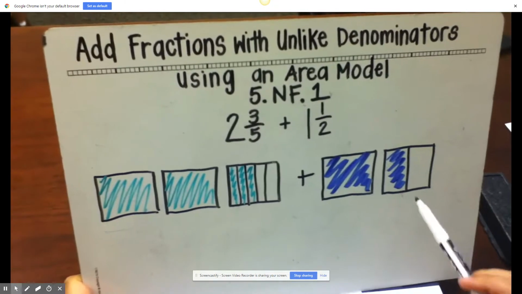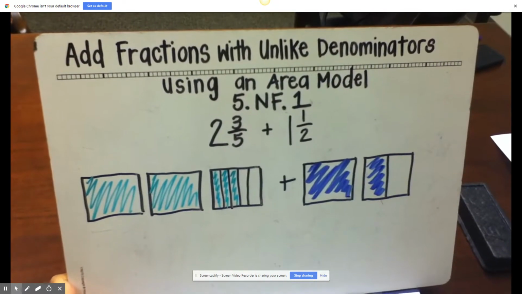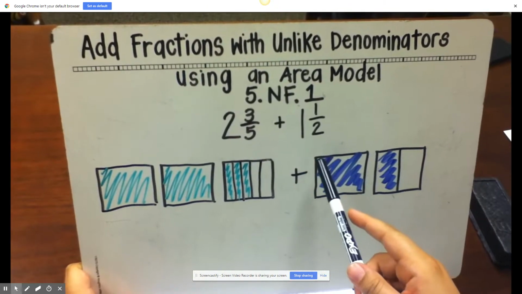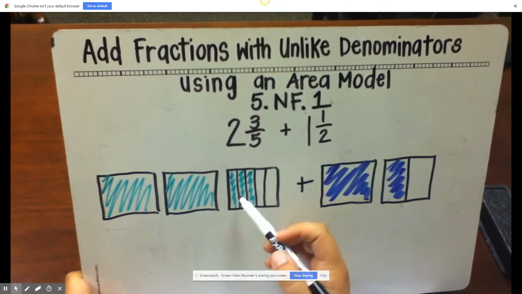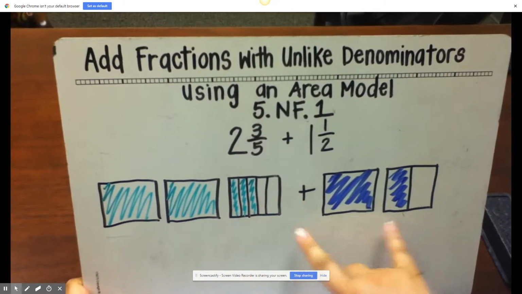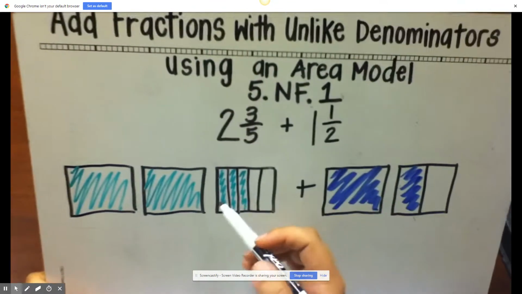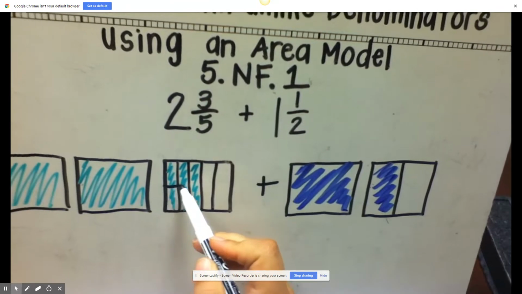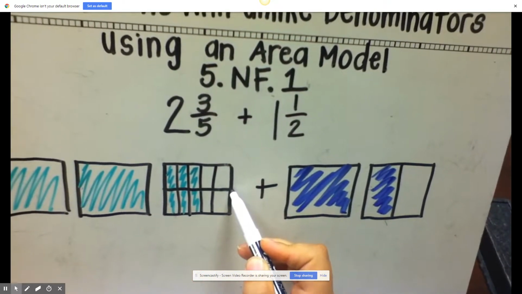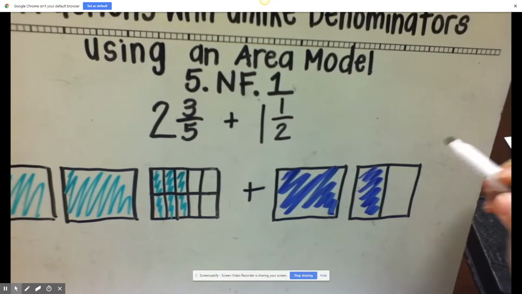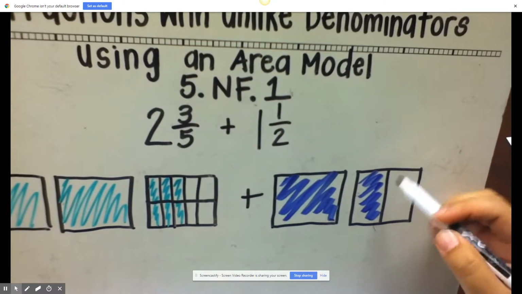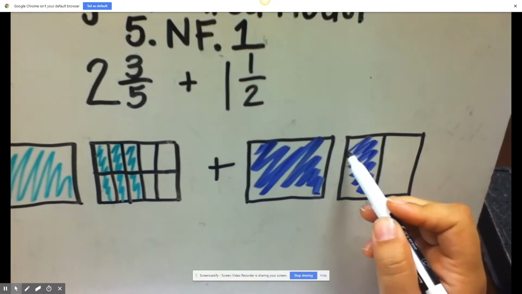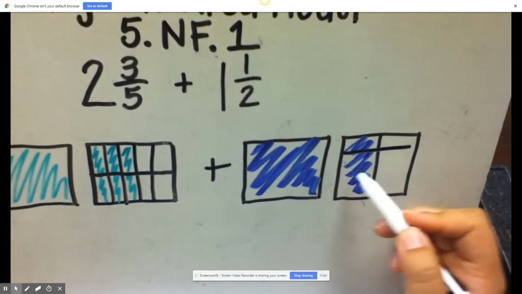Now, in order to add these 2 mixed numbers together, I know that I need a model that can represent both fifths and halves. And so I would need to subdivide the 2 rectangles that are representing the fractions. So in this case, I will subdivide each of the fifths into 2 equal parts, or in half. And then where I modeled 1 and 1/2, I will subdivide the halves into 5 equal parts, or fifths.